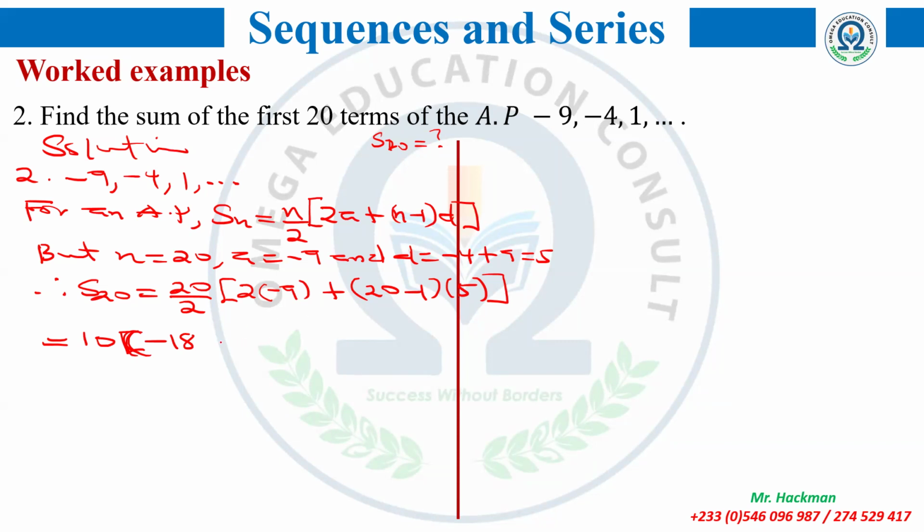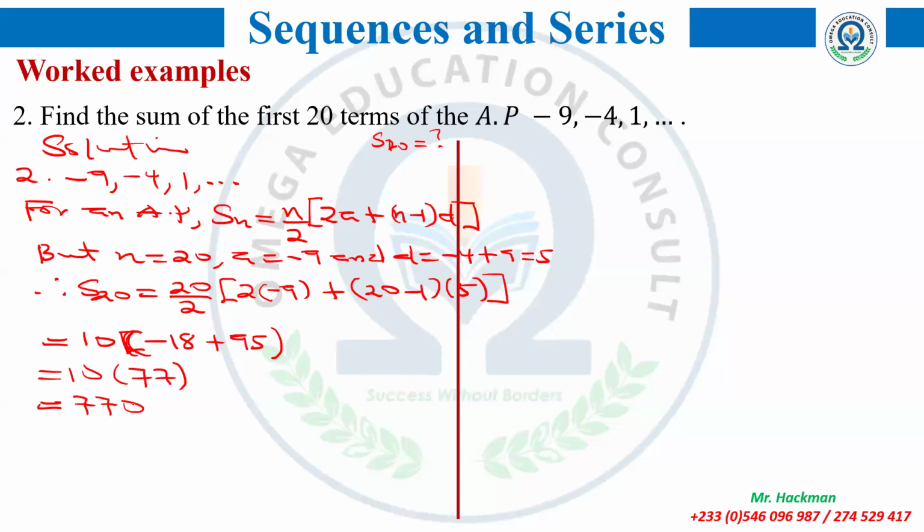And what would that give us? 95. So plus 95. Now we are going to get 10 into (minus 18 plus 95). What would that give us? 77. So 7, 7. So now our last answer will be 770.